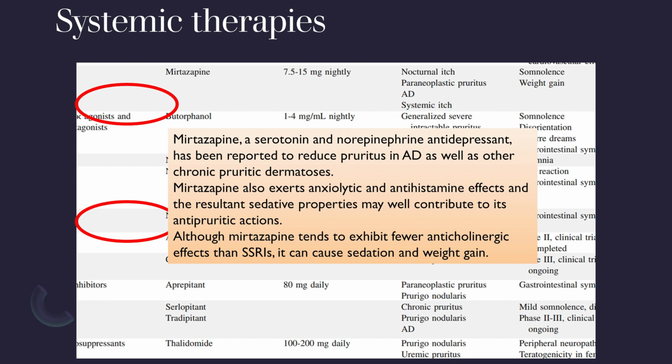So these are the systemic therapies. Basically, I'm trying to highlight mirtazapine down there, as well as the SSRIs. Mirtazapine is a serotonin and norepinephrine antidepressant. It has been reported to reduce pruritus in AD as well as in other chronic pruritic dermatoses. It also exerts anxiolytic and antihistaminic effects.